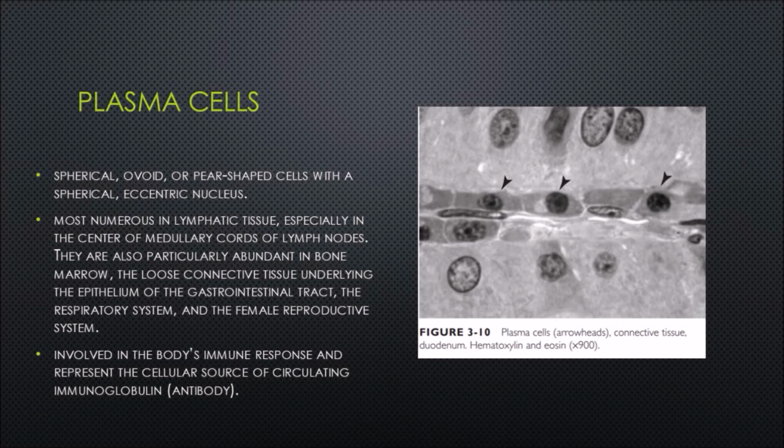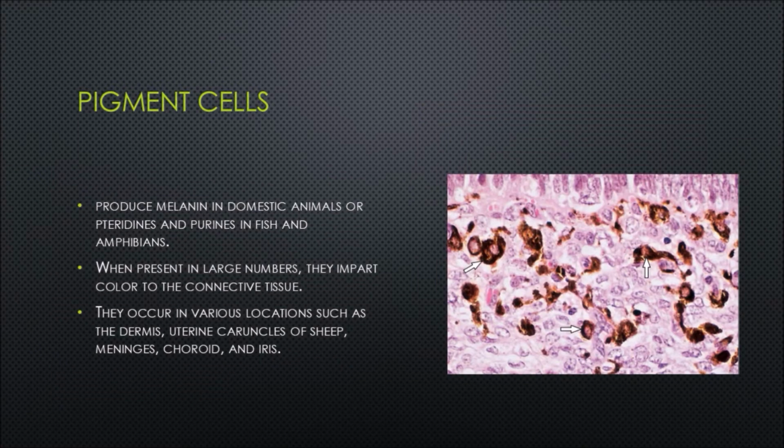They are also involved in the immune response and they represent the cellular source of circulating immunoglobulin, also called the antibody. Next are pigment cells. Pigment cells are responsible for the production of melanin in domestic animals or pteridines and purines in fish and amphibians. When present in large numbers, they impart color to the connective tissue. They also occur in various locations such as the dermis, uterine caruncles of sheep, meninges, choroid, and iris.